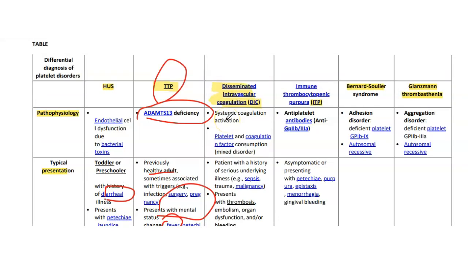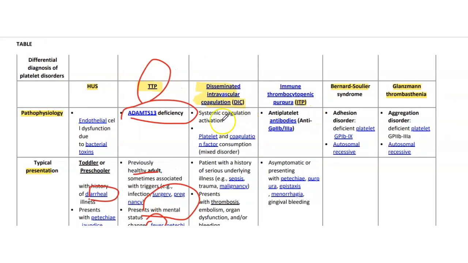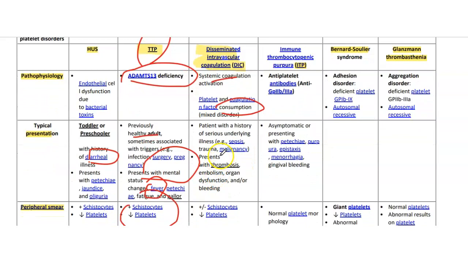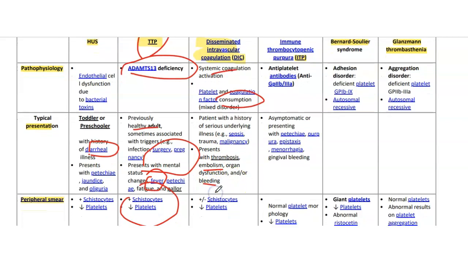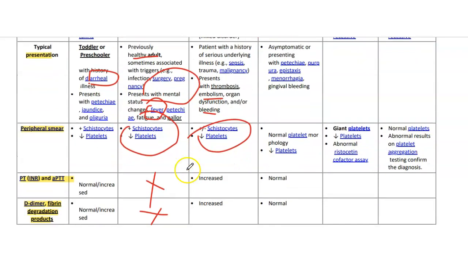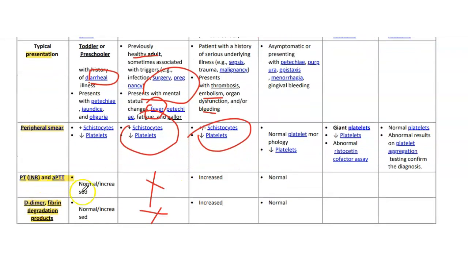Then we have DIC. In disseminated intravascular coagulation, we have systemic coagulation activation leading to platelet and coagulation factor consumption, so it's a mixed disorder. Patients with a history of serious underlying illness like sepsis, trauma, or malignancy present with thrombosis, embolism, organ dysfunction, and bleeding. There can be schistocytes, and the platelet count will be decreased, and the PT, APTT, D-dimer, and fibrin degradation products will all be elevated in case of DIC.